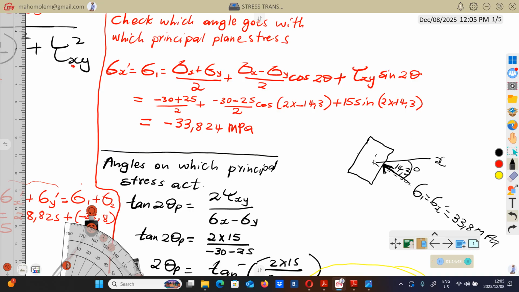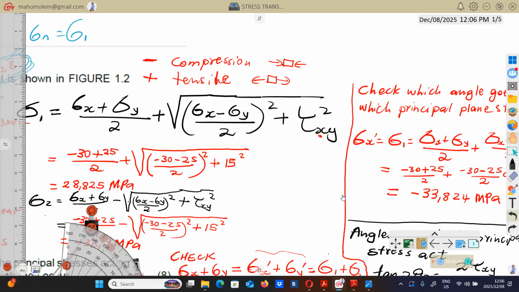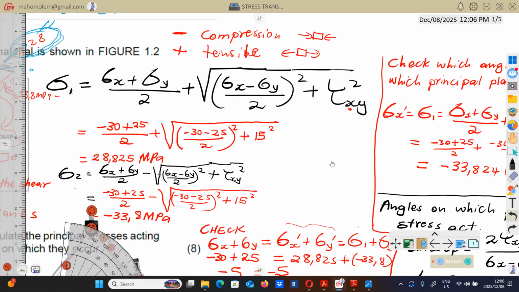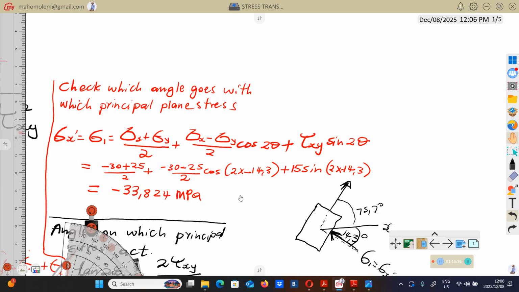Then on this one, the angle of 75.7 degrees is going to correspond with that other stress, which is 28.8. So 75.7 goes with 28.8 MPa. So that's what they wanted.